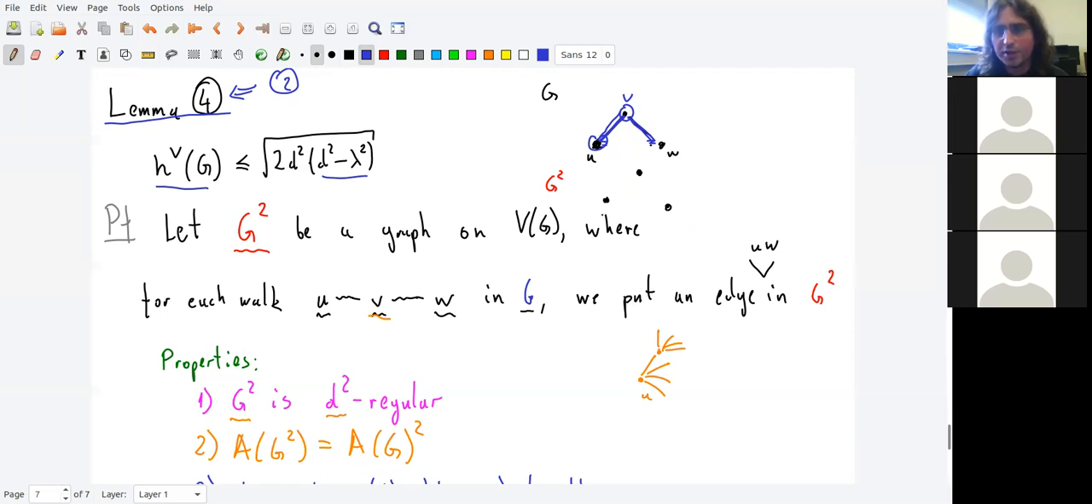From U to W, I would see one edge because there is a walk of length 2 between them. From U, I would have a loop here because I can go to V and back. From W, I would have a loop, because I can go to V and back. And on V, I would actually have 2 loops, because I can go to U and back, and I can go to W and back. So this will be the square of G, if G is a path on three vertices.